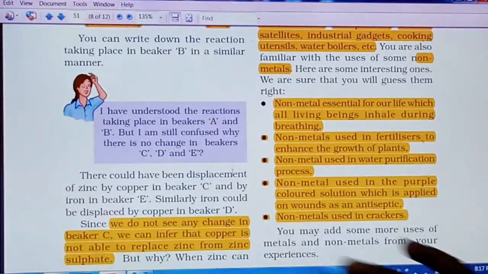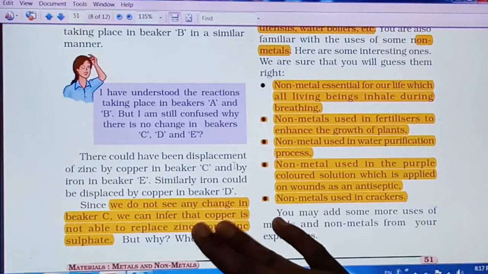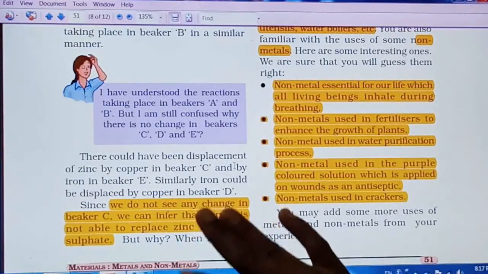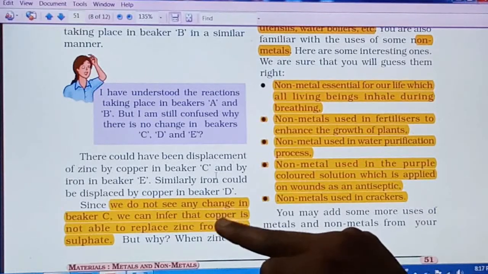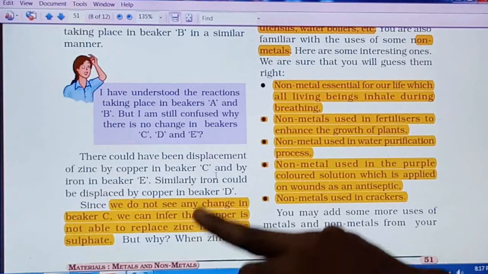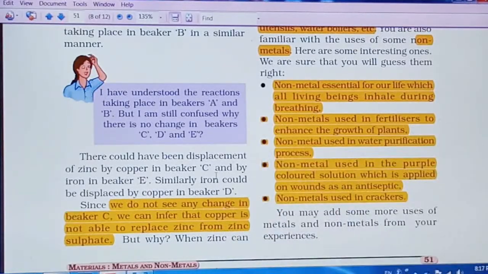But in case of beaker C, D and E, we cannot see any change, because here the displacement does not take place. The copper is weak and the metals there are stronger than that, so no displacement reaction takes place over there, so no change is observed.